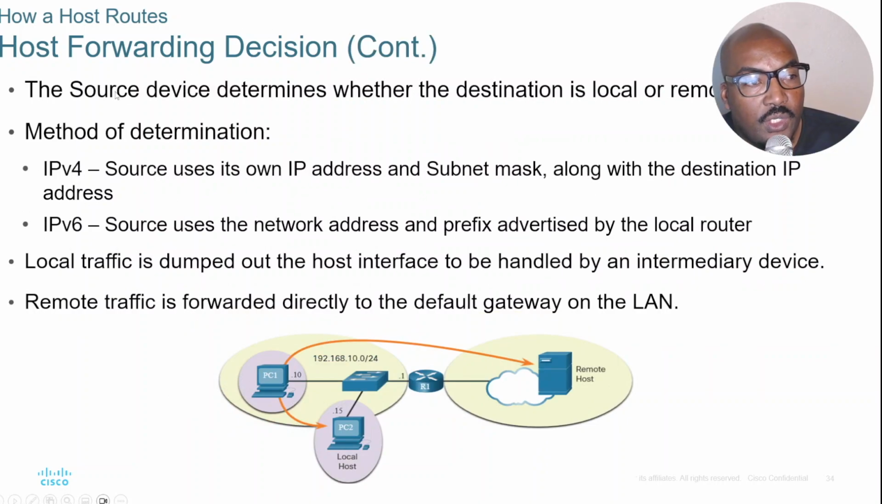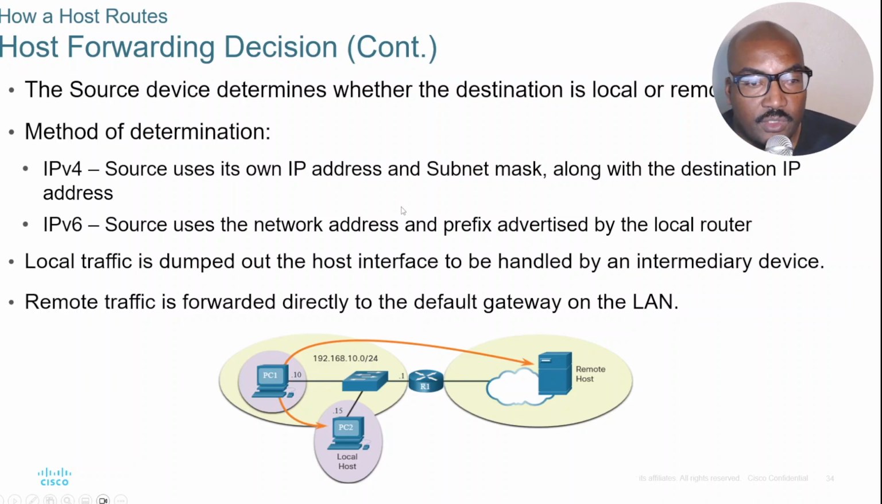Host forwarding decisions continue. The source device determines whether the destination is local or remote, right? It checks its routing table to say, where does this need to go? Is this on my network? If it's not, I'm going to send it out of my gateway, right? IP version 4 uses its own IP address and subnet mask along with the destination IP address. IP version 6 uses the network address and prefix advertised by the local router.